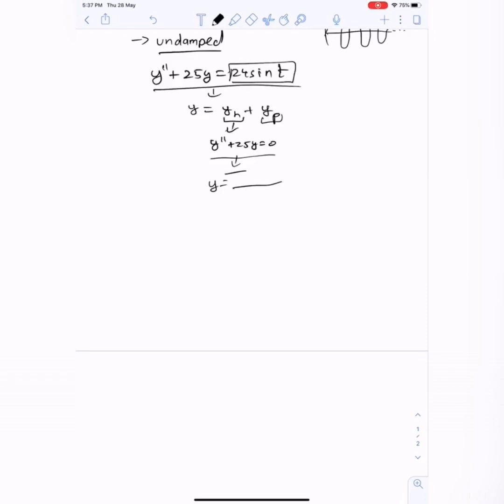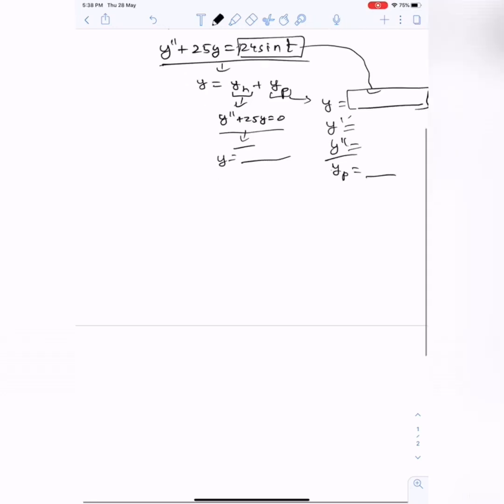Our y particular part will be found by assuming y to be of some form, and that form will be based upon our right hand side. We'd find our y dash and our y double dash, substitute them back into our equation, and hopefully we'll end up with our y particular.